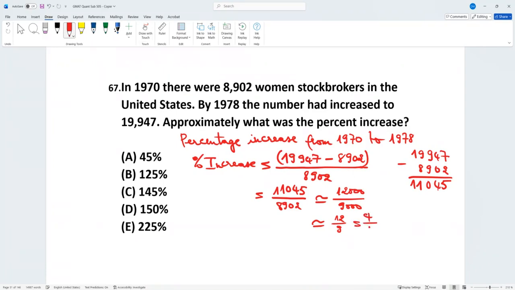4 over 3. So 4 over 3 is actually equal to 1.25, and if we multiply it by 100, we're going to have 125%. Okay, so the answer is answer B.